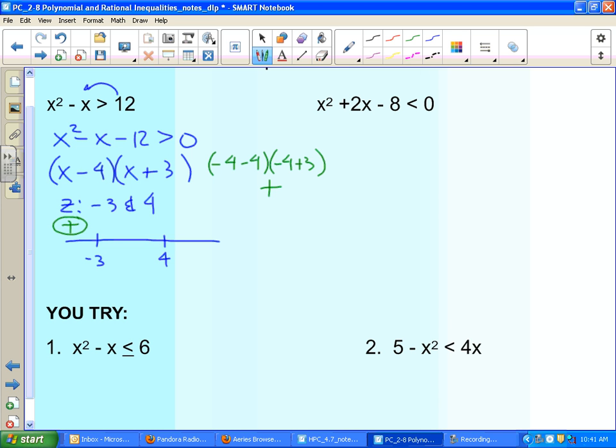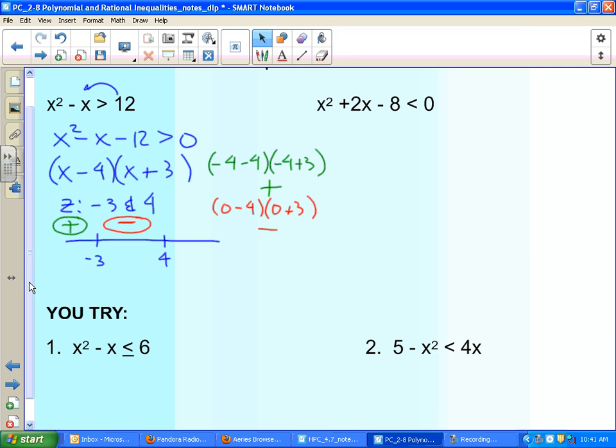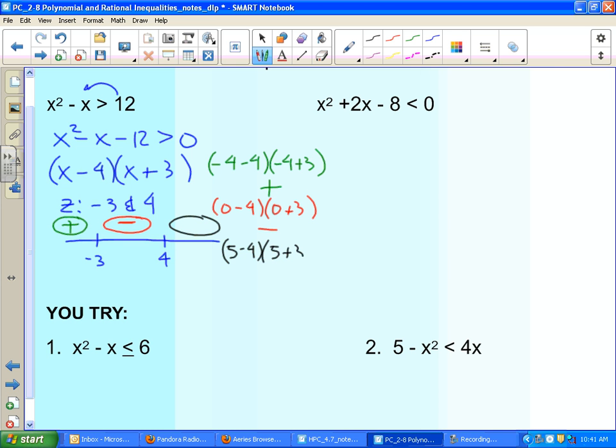Okay, Leanne, what am I going to test now? Great idea. Let's test the 0. I put a 0 in for x. What kind of number do I get? I get a negative number. Okay, now we're going to test, James. Test 5. All right, we're going to put a 5 in for x, and we get a positive.